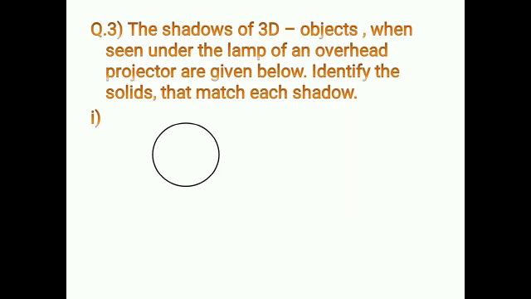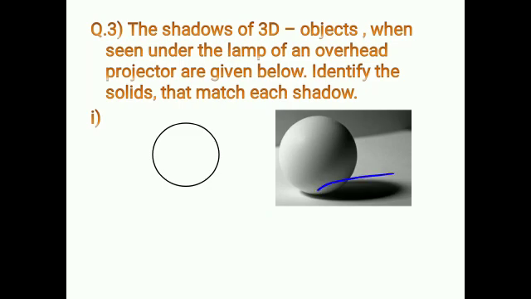So now next question is question number 3. The shadows of three-dimensional objects when seen under the lamp of an overhead projector are given below. Identify the solids that match each shadow. So your question number 1 is, the name of this shadow shape is circle, and we have to find which solid shape. That means we have to find the name of the solid.